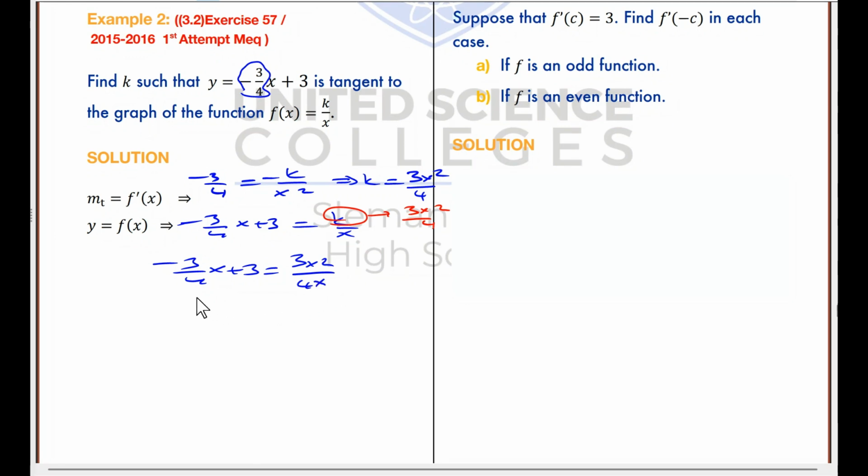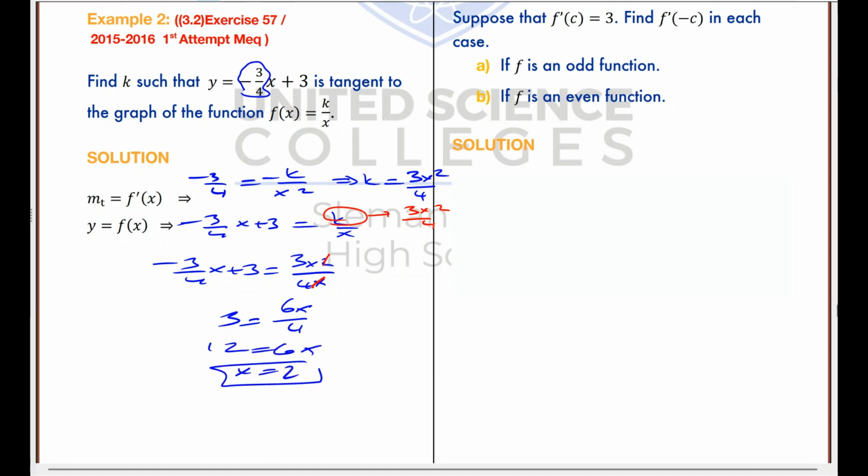Okay, now there's a cancellation, right? X and one of the x's will go. So here I see 3x over 4, negative 3x over 4 on the other side. Let's move this negative 3x over 4 to the other side. It makes 6x over 4 equals 3. Cross multiply. 12 is 6x, so x is equal to 2.